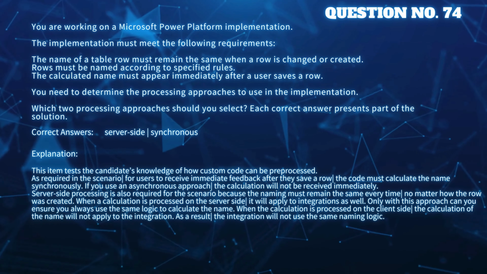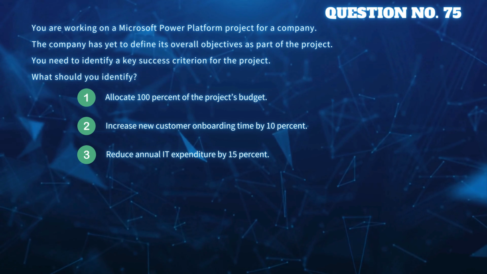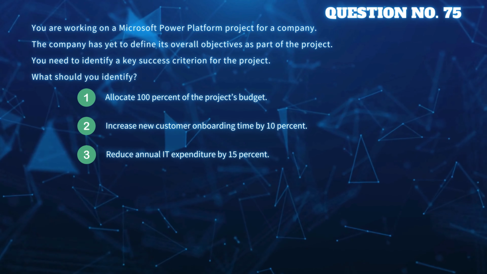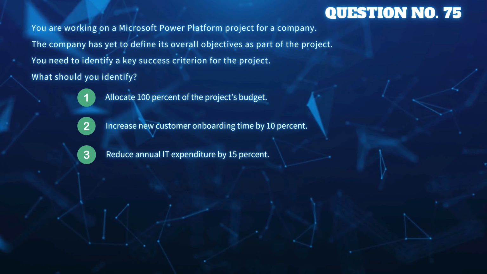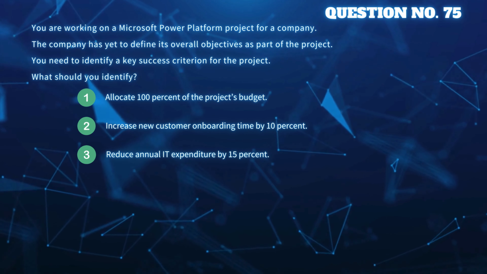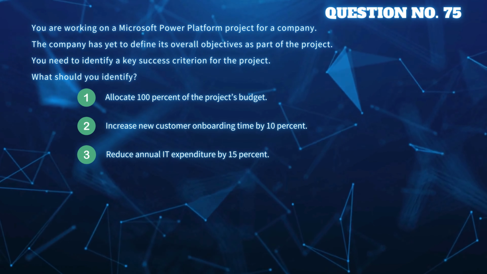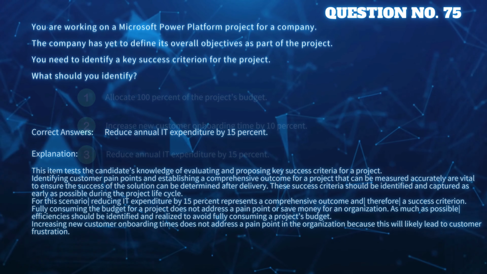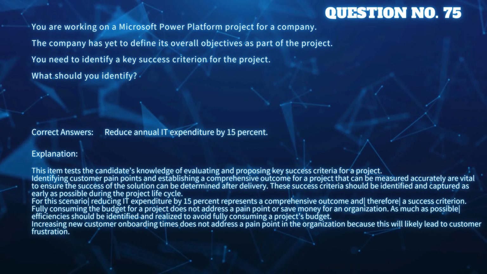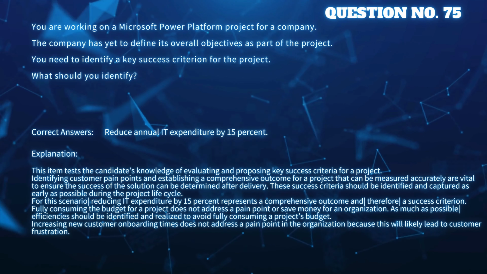You are working on a Microsoft Power Platform project for a company. The company has yet to define its overall objectives as part of the project. You need to identify a key success criterion for the project. What should you identify? Option 1, allocate 100% of the project's budget. Option 2, increase new customer onboarding time by 10%. Option 3, reduce annual IT expenditure by 15%. Correct answer: reduce annual IT expenditure by 15%.